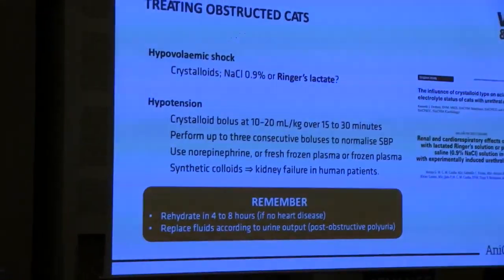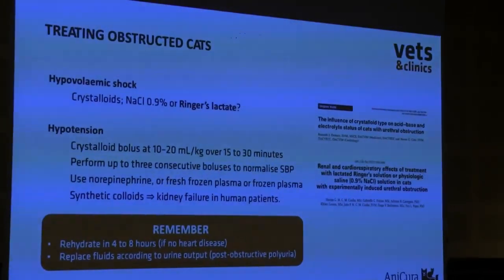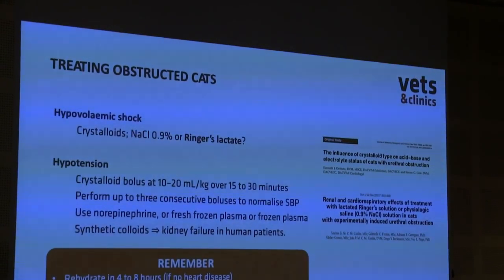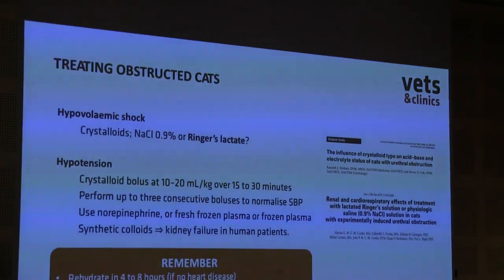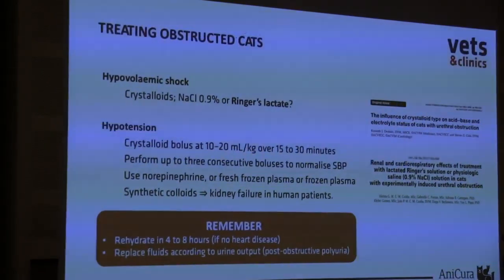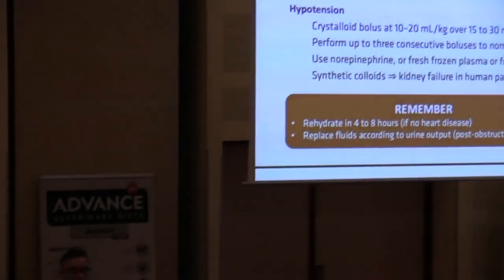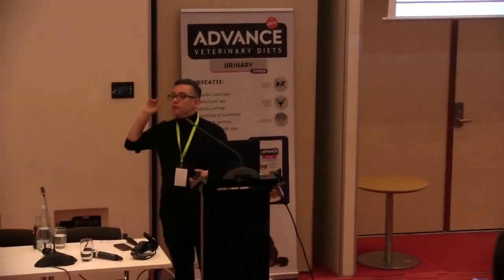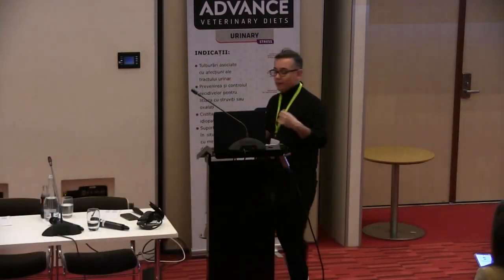What is important is that when we unblock the cat, we need to quickly decrease the levels of potassium and creatinine, and for that reason rehydration is very important. You can do the rehydration in between 4 and 8 hours. But more important, rule out a heart murmur. If you hear a heart murmur, you need to do an echocardiogram to rule out heart disease.